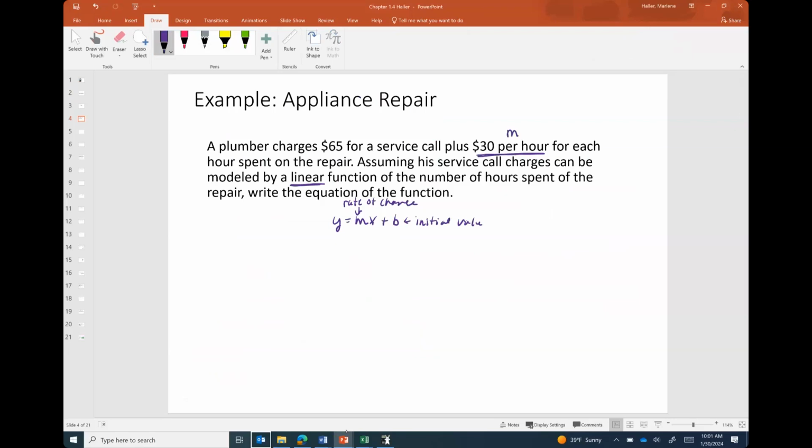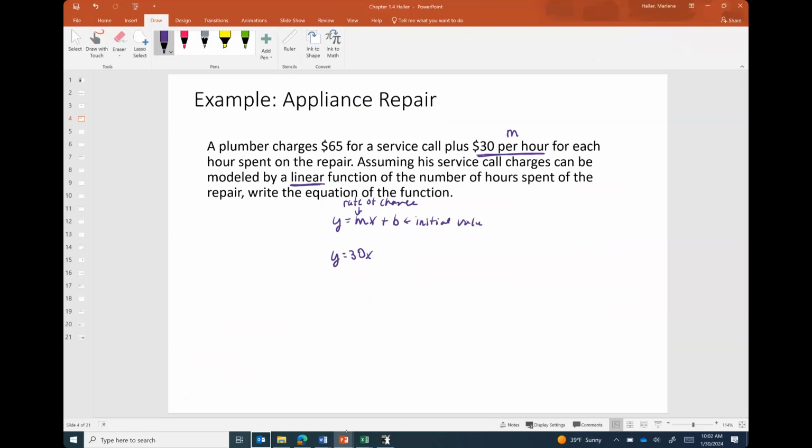Like when you think about when you're driving your car, if you're driving at 35 miles per hour, your speed, or your rate of change in the distance your car travels, is the 35 miles per hour. All right, and then so we can say y equals 30x, and then what would the initial value be?